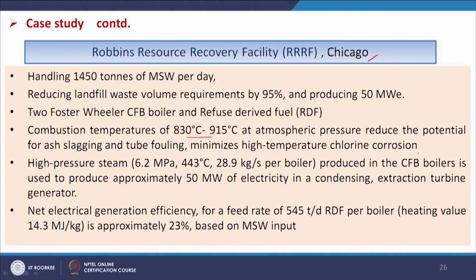High pressure steam at 6.2 megapascal and 443 degree centigrade, that is 28.9 kg per second per boiler, produced in the CFB boilers is used to produce approximately 50 megawatt of electricity in a condensing extraction turbine generator. Net electrical generation efficiency for a feed rate of 545 ton per day RDF per boiler is approximately 23% based on MSW input. So, these are some case studies.